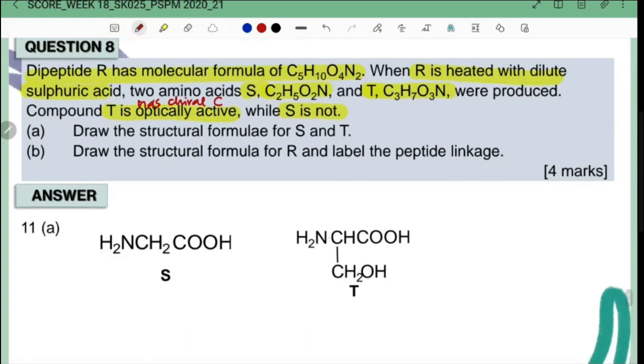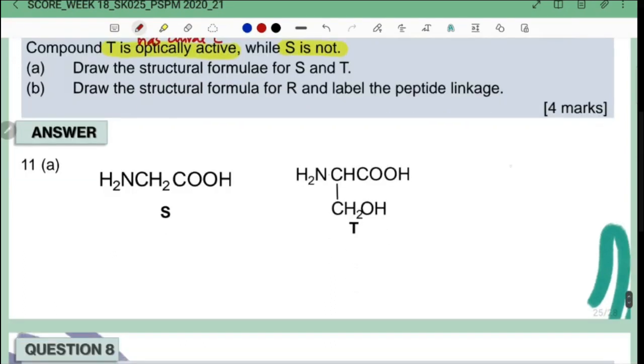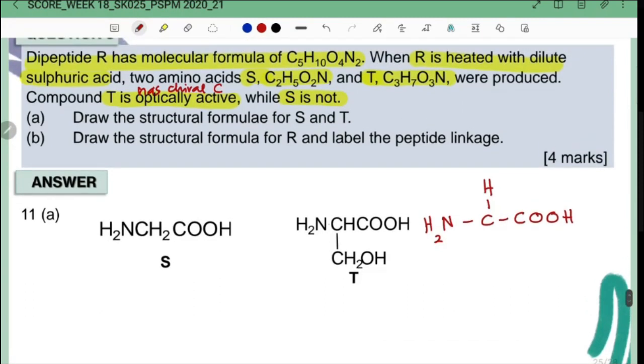Since it says there is a chiral carbon, for T, first of all, you have COOH, C with NH2, and this one has H. T has 3 carbons, so we already use 1, 2, so another one should go downwards. C, and then you have 3 carbons, H7. So now you have 1, 2, 3, 4.